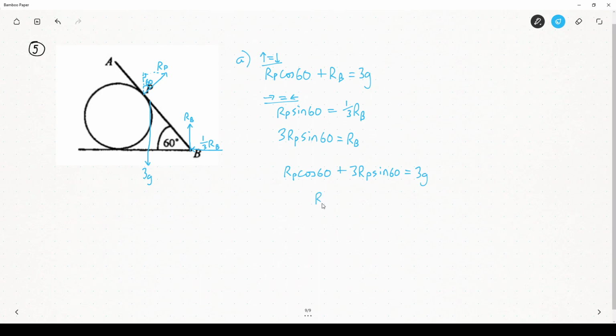Finally, I'll factorise the left-hand side. And I'll get my final answer using division. So we've got 3G divided by cos 60 plus 3 times sine 60, which tells us that the reaction at P is 9.5 to two significant figures. And again, because we've used G here, you should have used 9.8 in your calculator, two significant figures is fine.